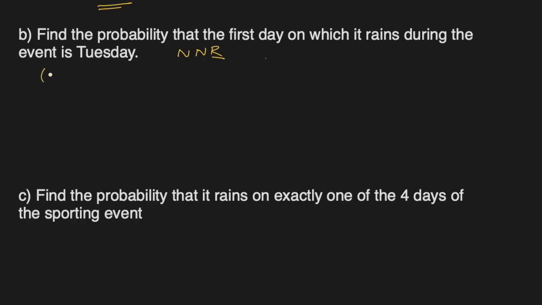So not raining on the first day is 0.6. Not raining on the second day is 0.8, because it did not rain the previous day. And raining on the next day, if it did not rain on the previous day, is 0.2. And this is how we will get it. 0.48, 0.096.